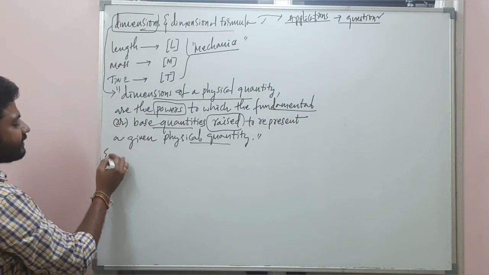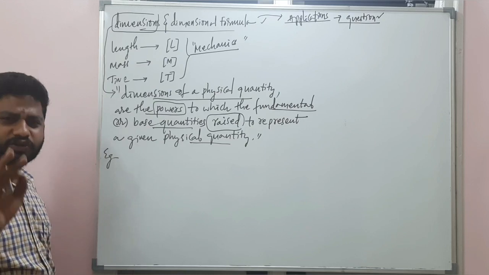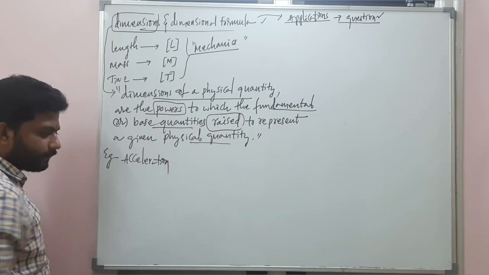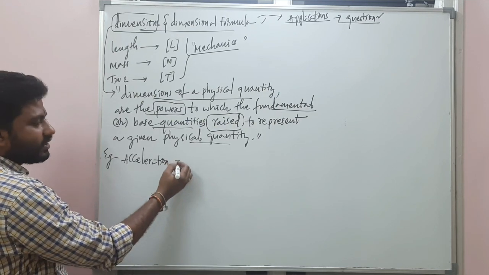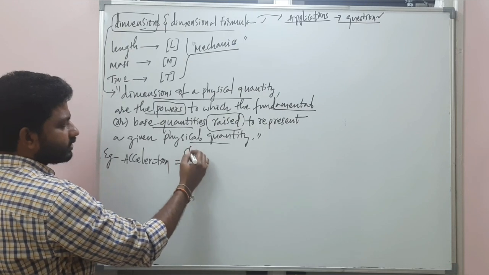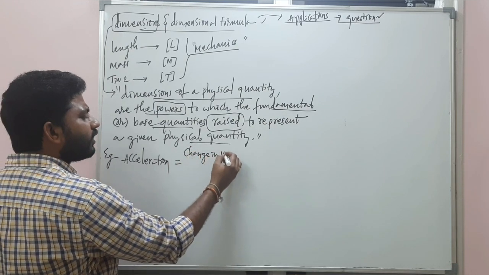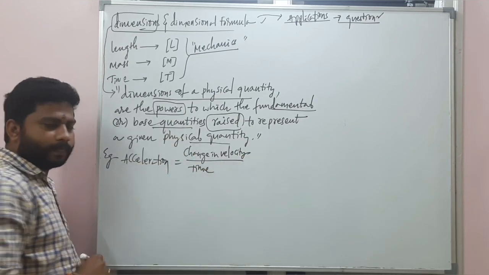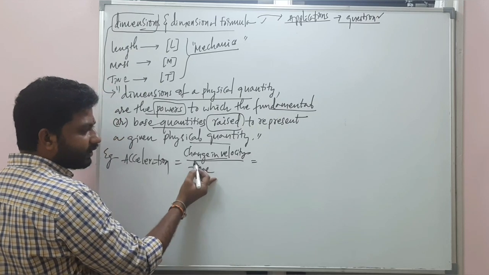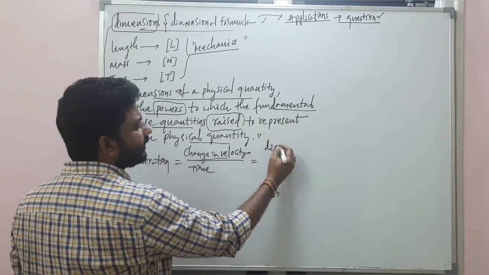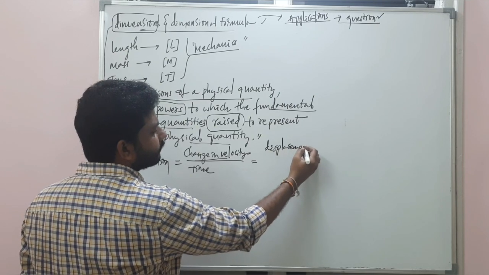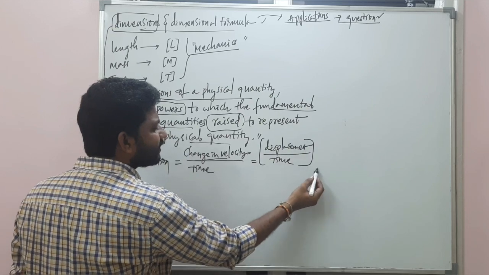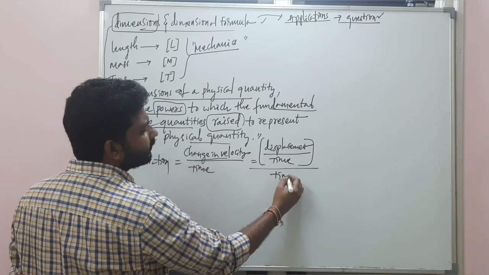Let's see the example. Forget about the dimensional formula. Let's take a small example: acceleration. What is the formula for acceleration? The change in velocity divided by time. In the numerator I can write velocity, which is displacement by time. So this is the numerator, and the denominator is also time.